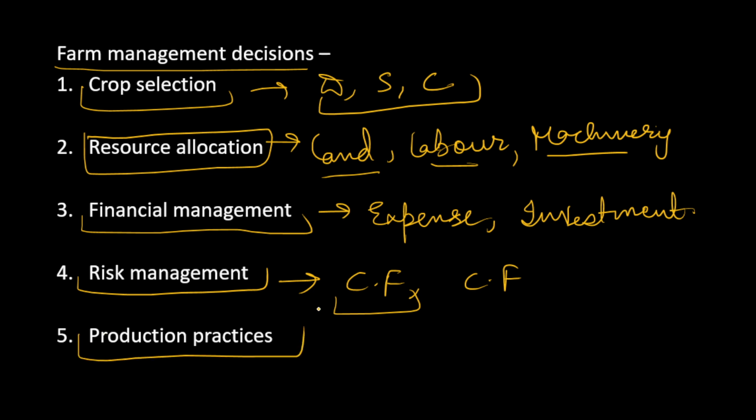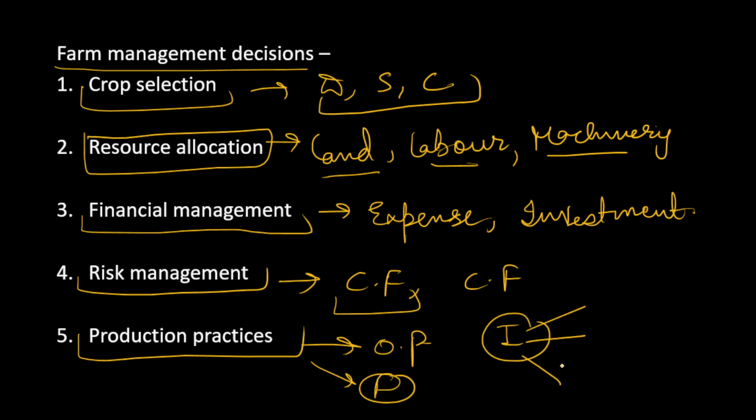Production practices, which kind of production practices we are going to adopt. Are we going to go for organic practices, or are we going to go for use of fertilizer? And if we are going to irrigate, which type of irrigation we are going to do, is it surface flow irrigation, drip irrigation. So all these things need to be decided.